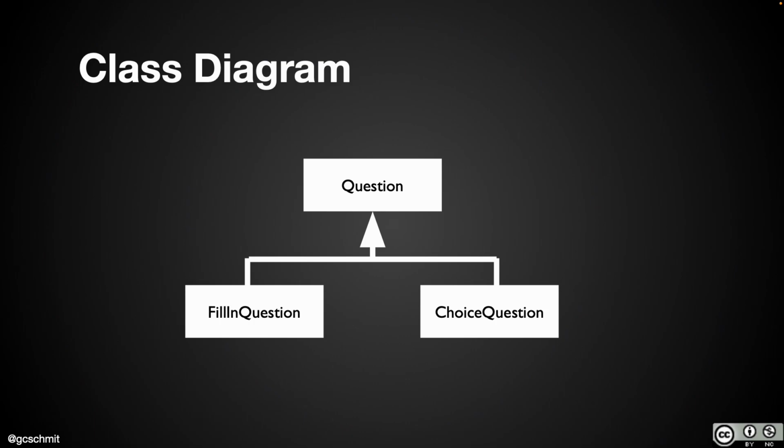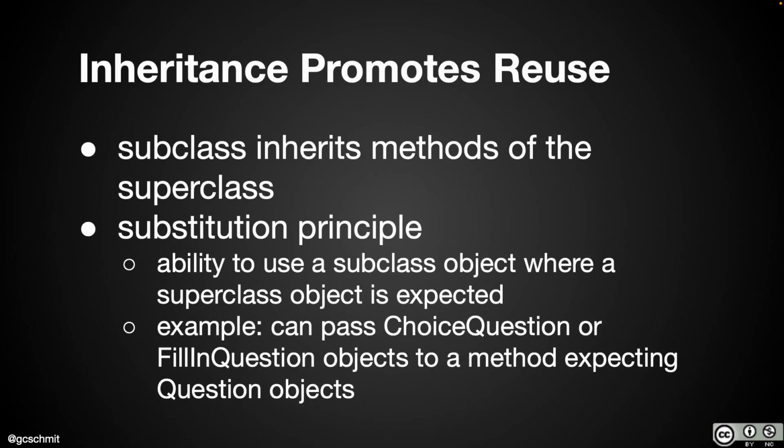What this means is the triangle points to the superclass. So Question is our superclass, and FillInQuestion and ChoiceQuestion are the subclasses. FillInQuestion and ChoiceQuestion inherit all of the attributes, instance variables, and all of the behaviors, methods, of the Question class, but then have additional methods or change the behavior of some of those methods in their subclasses. We'll be seeing a lot more of these diagrams in this unit just to help us keep track of the relationship among the different classes.